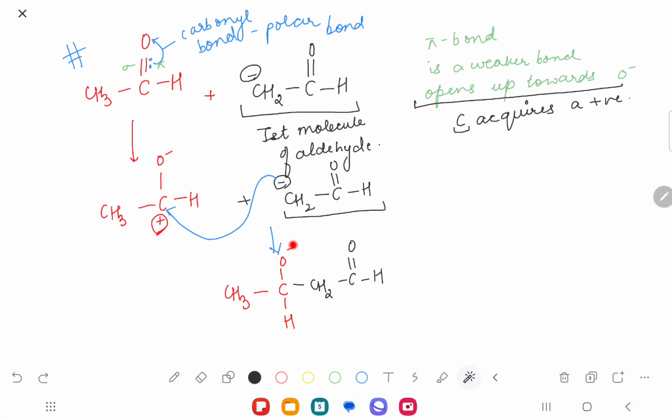This red O negative goes back to that water molecule and takes away this H plus back. It says that this H plus belongs to our aldehyde family, return it back to us. So what is the final product that we're going to get? We're going to get CH3, C, H, O negative, which gets back its own H, and the other black molecule of aldehyde adds up like this. And this is my final product.